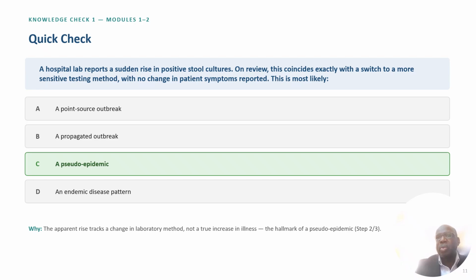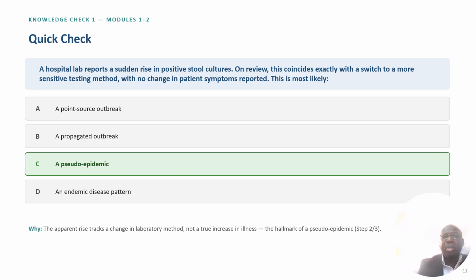Exactly, it was a switch to a more sensitive testing method, with no change in patient symptoms reported. So what is the most likely explanation: a point source outbreak, a propagated outbreak, a sporadic epidemic outbreak, or an endemic disease? This appears as a rise because of changes in the laboratory method. It is not a true increase in illnesses.